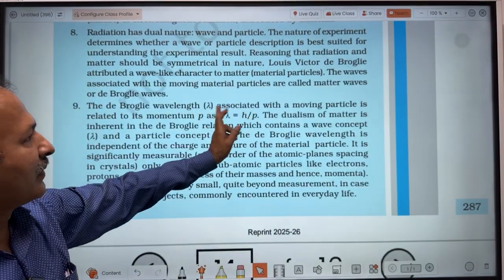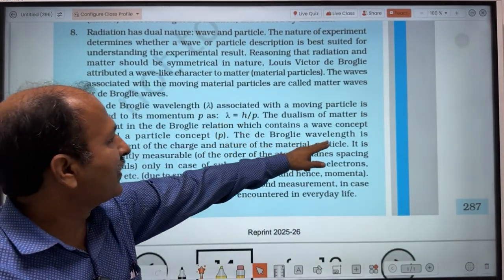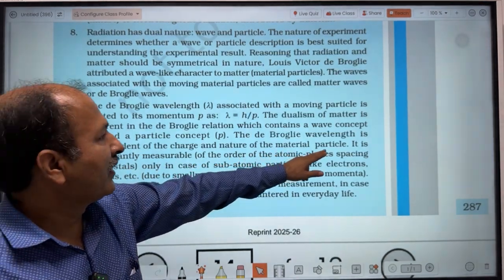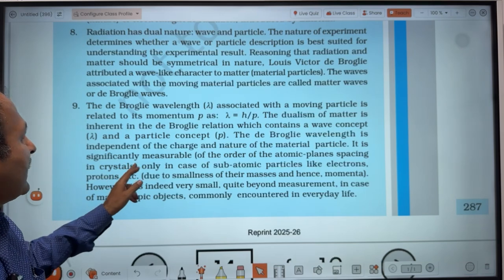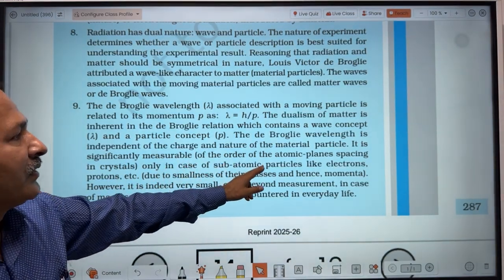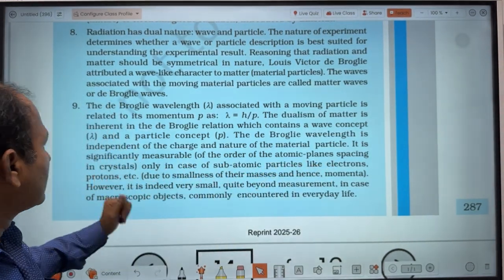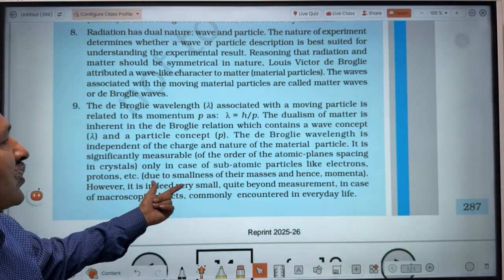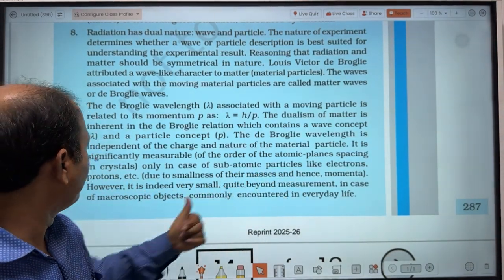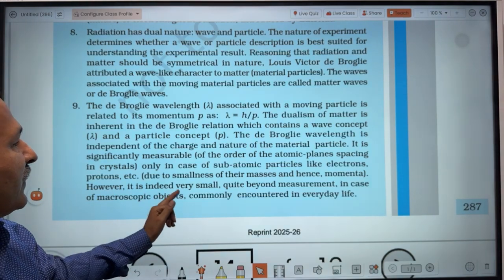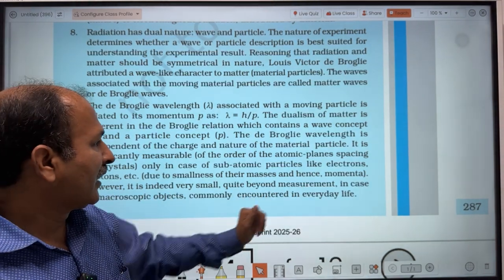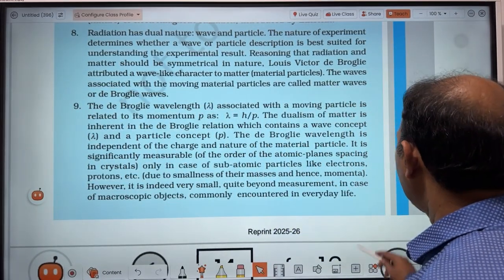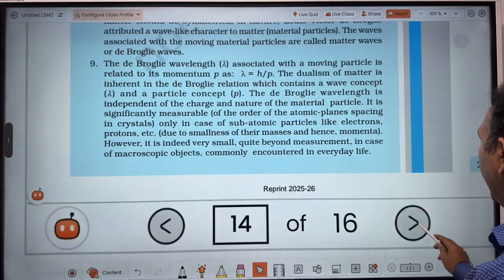Because here m will be involved, and here lambda is there. The de Broglie wavelength is independent of the charge and nature of the material particle. It is significantly measurable, of the order of the atomic plane spacing in crystals, only in the case of subatomic particles like electrons, protons, etc., due to the smallness of their masses and hence momenta. However, it is indeed very small, quite beyond measurement, in the case of macroscopic objects commonly encountered in daily life.